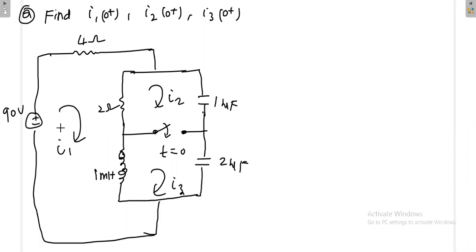So I1 means this. If you observe this branch, you will get I1 only, because it is not affected by any other current. Here you will get I1, I1, I1. But the moment you come here, the effective current will be the difference between these two, because I1 is coming downwards and I2 is going upwards. So across the 2 ohm, your current will be the difference between I1 and I2. If you want the current downwards, that is I1 minus I2. If you want the current upward, that is I2 minus I1.